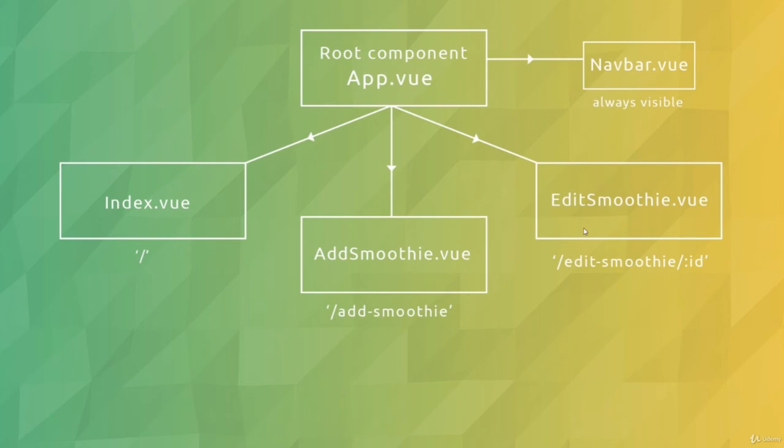The edit smoothie is going to kick in when we go to /edit-smoothie/ the ID of whatever that smoothie is. So when we land on this page, it's going to load up this component, and it's going to show us this current smoothie based on this ID. And we can edit those fields. We can change the title, delete ingredients, or add new ingredients, etc. We click submit. It's going to bundle up that data and update that record in our Firestore database.